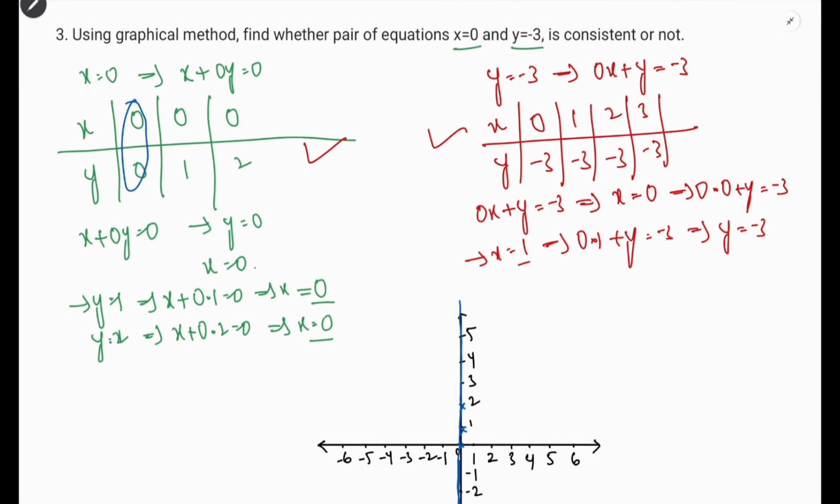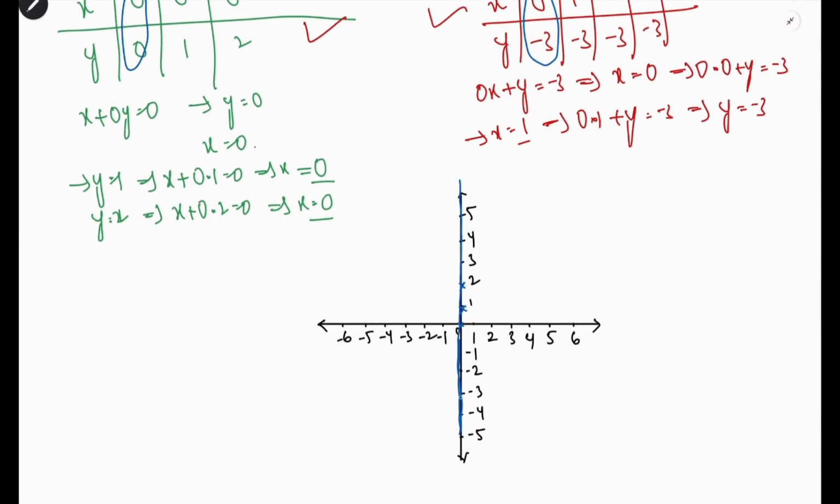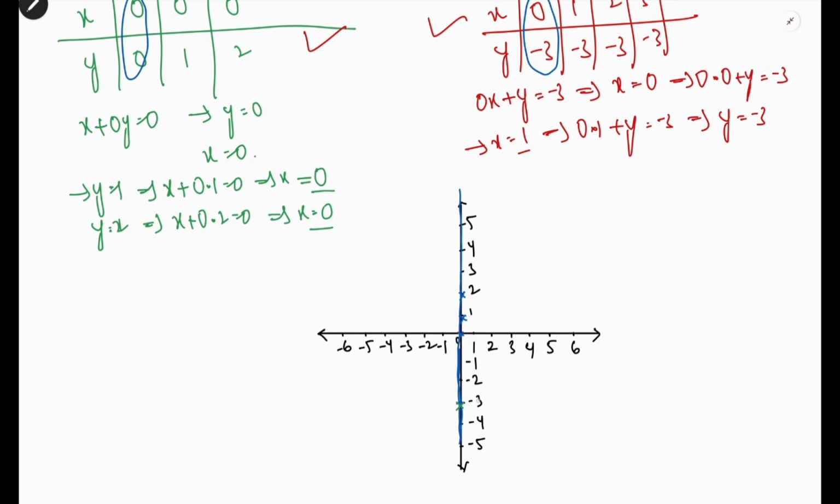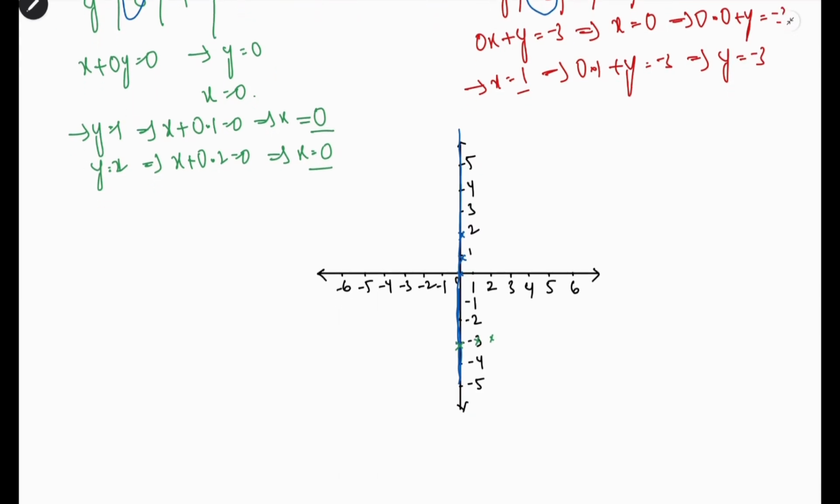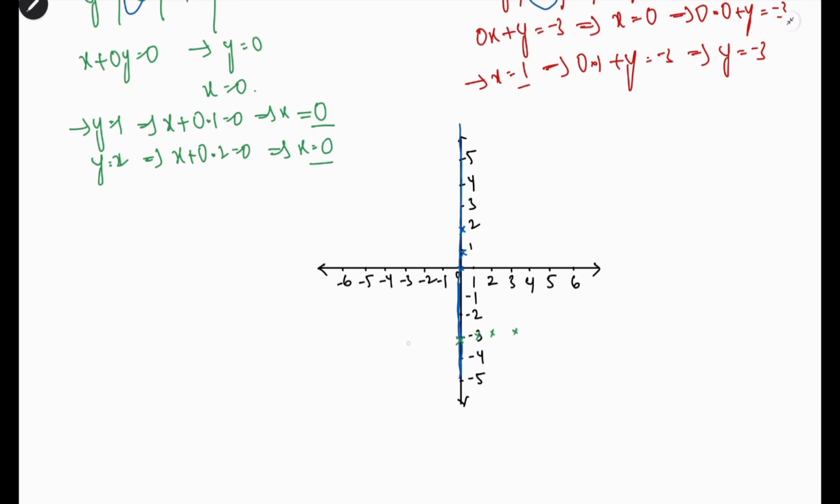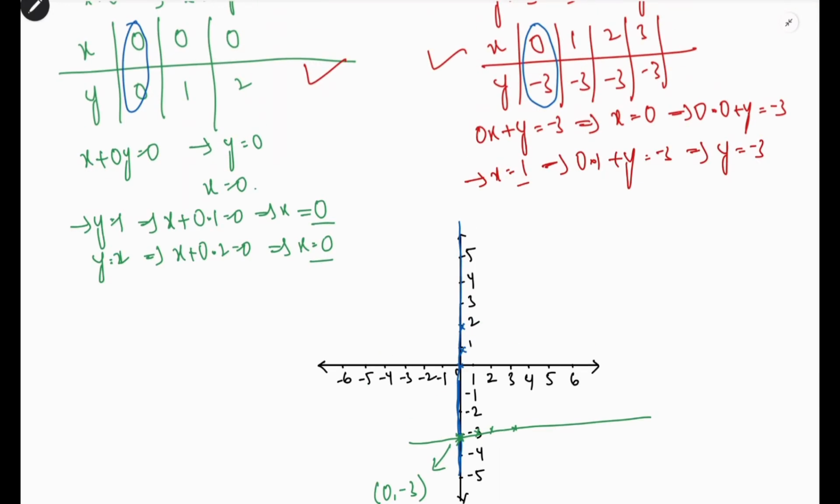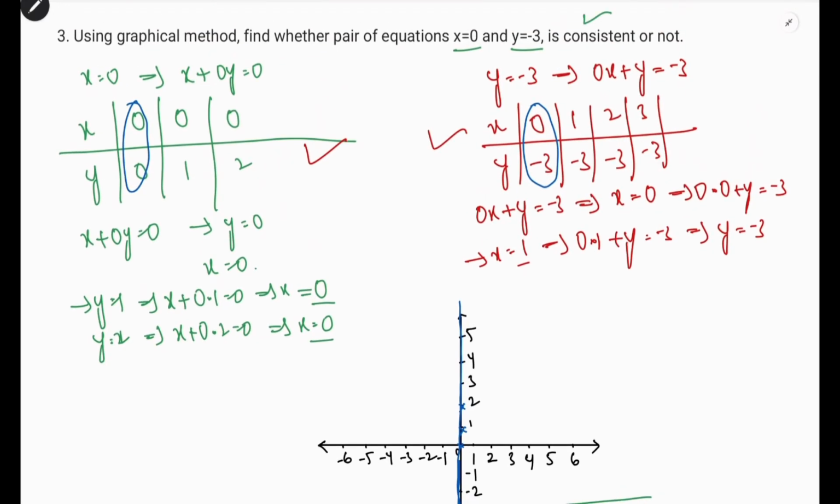And for the second equation, 0 comma minus 3, this is the point. And 1 comma minus 3, this is the point. 2 comma minus 3, this is the point. 3 comma minus 3, this is the point. Okay, now we will join these points. It will be this. These two lines are intersecting at point 0 comma minus 3. So these two lines are consistent.